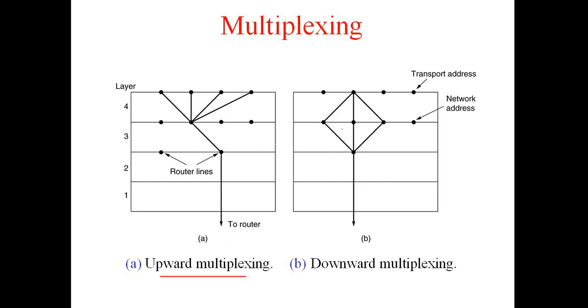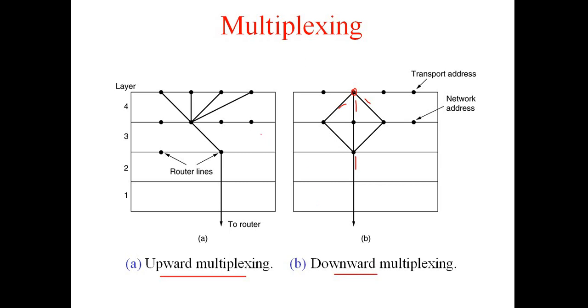Now coming to downward multiplexing. To achieve more reliability, or if more bandwidth is required, one single transport entity, or transport process, can distribute its load to different routes, and at the end it will have a common network address. So to achieve more reliability or more bandwidth, only one transport process distributes its load onto multiple paths. That is what we call downward multiplexing.